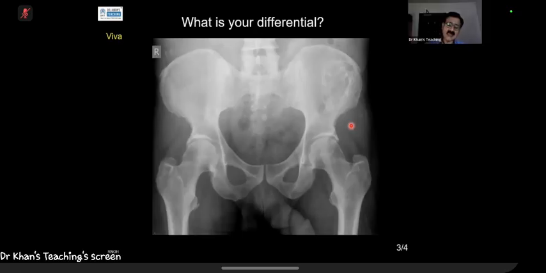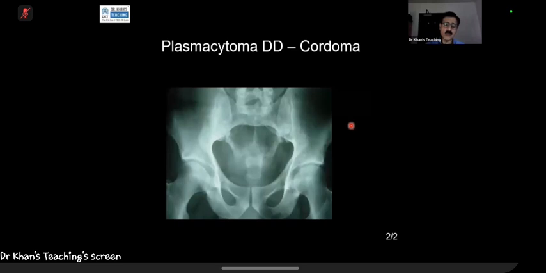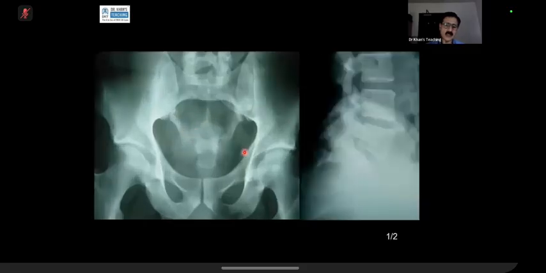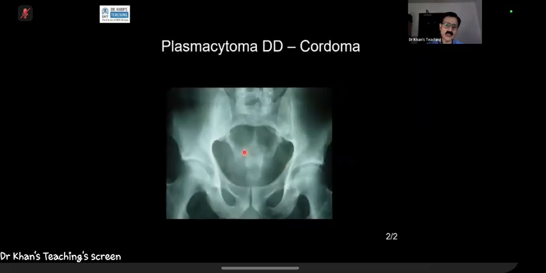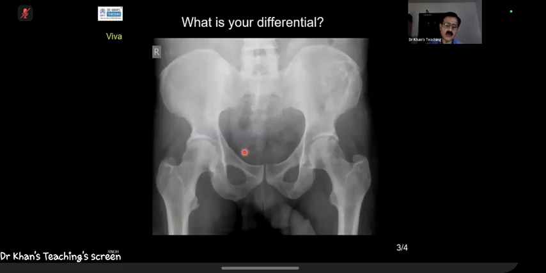First of all, I told you that narrow zone of transition is not a parameter in the axial skeleton. Don't use it. For example, even here there is narrow zone of transition. So you use it in what we call long bones, but margin of the lesion, these are two different terms, which I think I've taught you in tumors. When you describe, there are 10 parameters on which a bone tumor should be described. One is zone of transition, and second one is margin of the lesion.